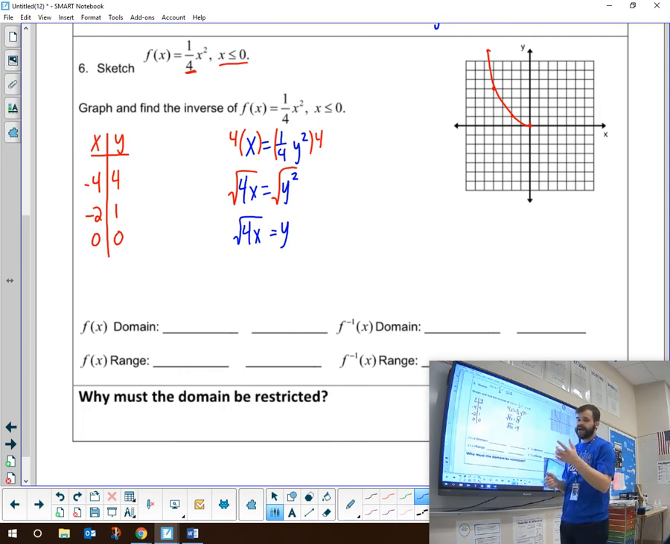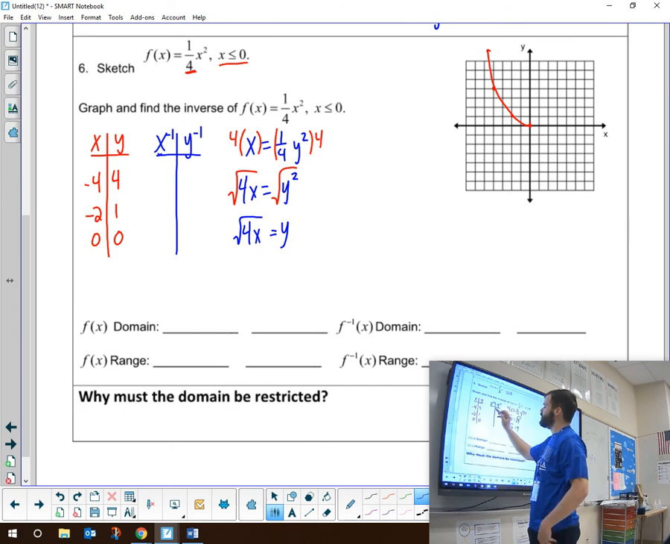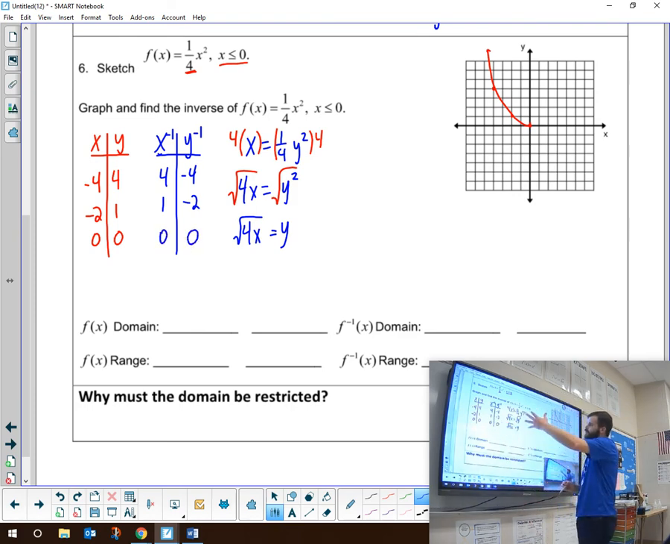So let's go ahead, let's find some points. Now remember, our points on here are just going to be, my apologies, are just going to be the inverse, right? So we're going to have my x to the negative 1 and my y to the negative 1, and we just flip these. So we're going to have a point at 4, negative 4. We're going to have a point at 1, negative 2. We're going to have a point at 0, 0. So we can put those points on here.